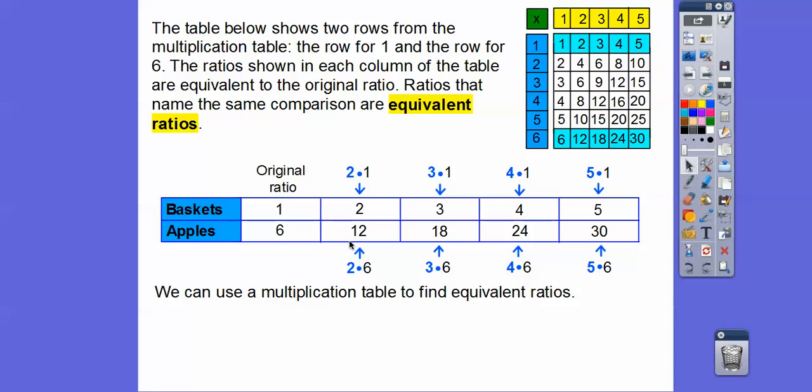So 2 times 6 is 12, 3 times 6 is 18. There's 4 times 6, and there's 5 times 6. Our ratio is 1:6. Here's 2 times 1, so we did 2 times 2 to get 2/12. Those are equivalent ratios. We multiplied the top number times 3: 3 times 1 is 3, and then the bottom number, 3 times 6, is 18.